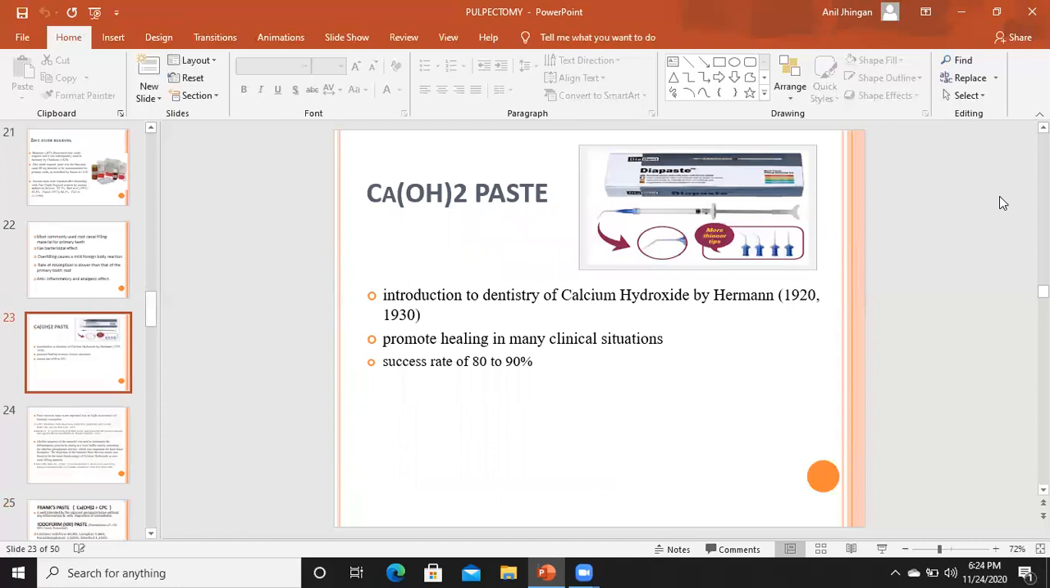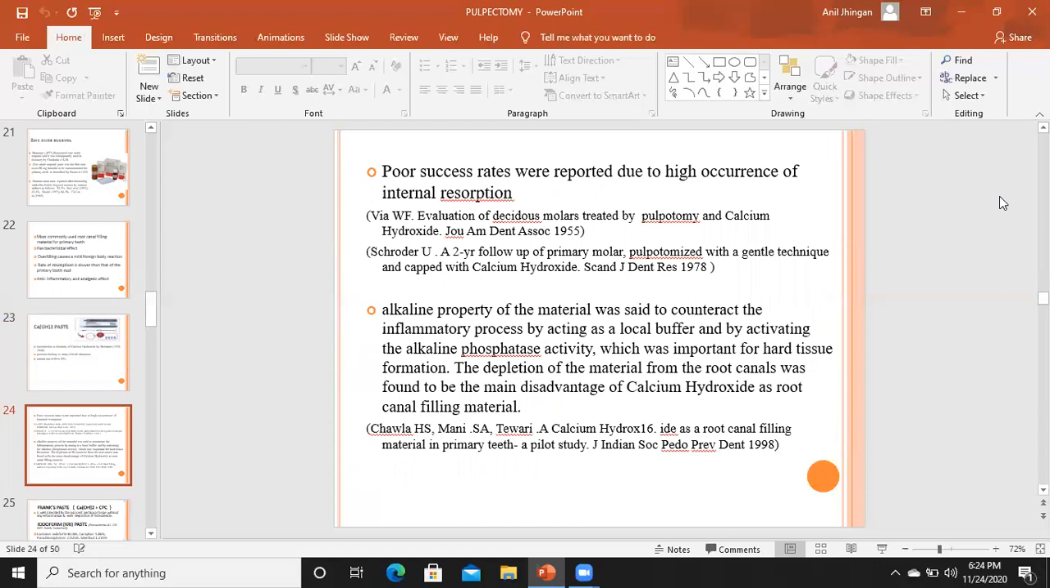Going on to calcium hydroxide paste, the introduction of calcium hydroxide was done by Hermann in 1920. It promotes healing in many clinical situations, and the success rate ranges from 80 to 90%. Now, when calcium hydroxide is placed inside canals which are not dry and have blood in them, it promotes internal resorption, thus decreasing the success rates in those cases. Also, the alkaline property of the material was said to counteract the inflammatory process by acting as a local buffer and by activating alkaline phosphatase activity, which is important for hard tissue formation.